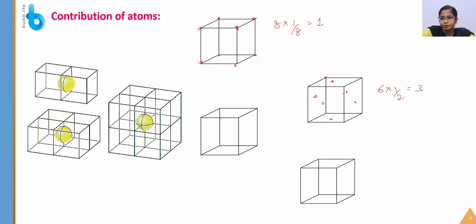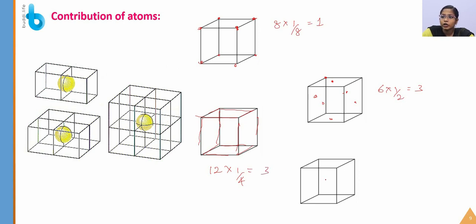And then the edge center. Totally there are 12 edges: 1, 2, 3, 4, 5, 6, 7, 8, 9, 10, 11 and 12. Each edge is being shared by 4 unit cells. So the contribution of edge center atoms is 3.